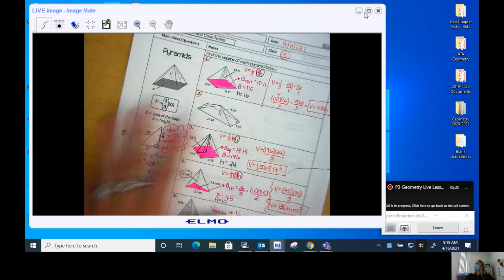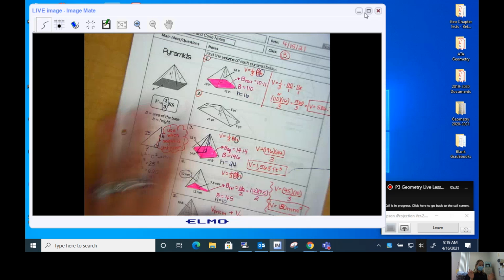Okay, so that's where the divide by 3 comes from. It's the same as the volume of a prism, excuse me, except if it's a pyramid, it's 1/3 of that volume. So that's why we divide it by 3. It takes 3 pyramids to fill up 1 prism.